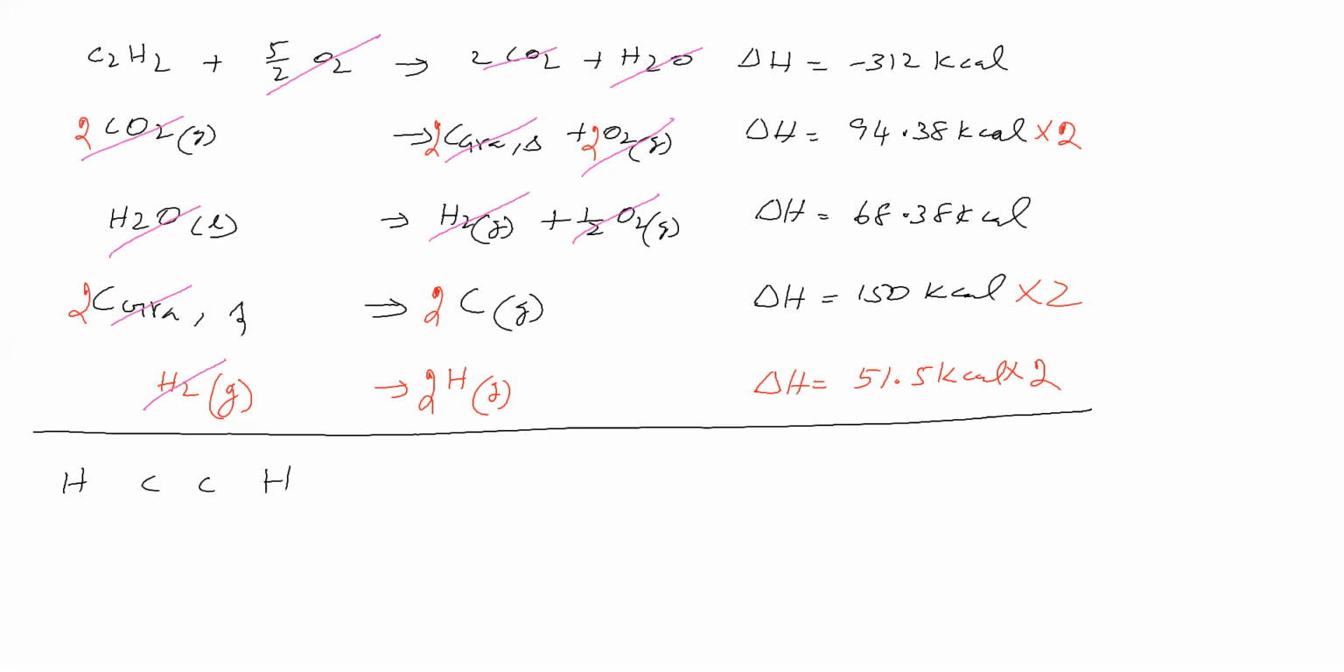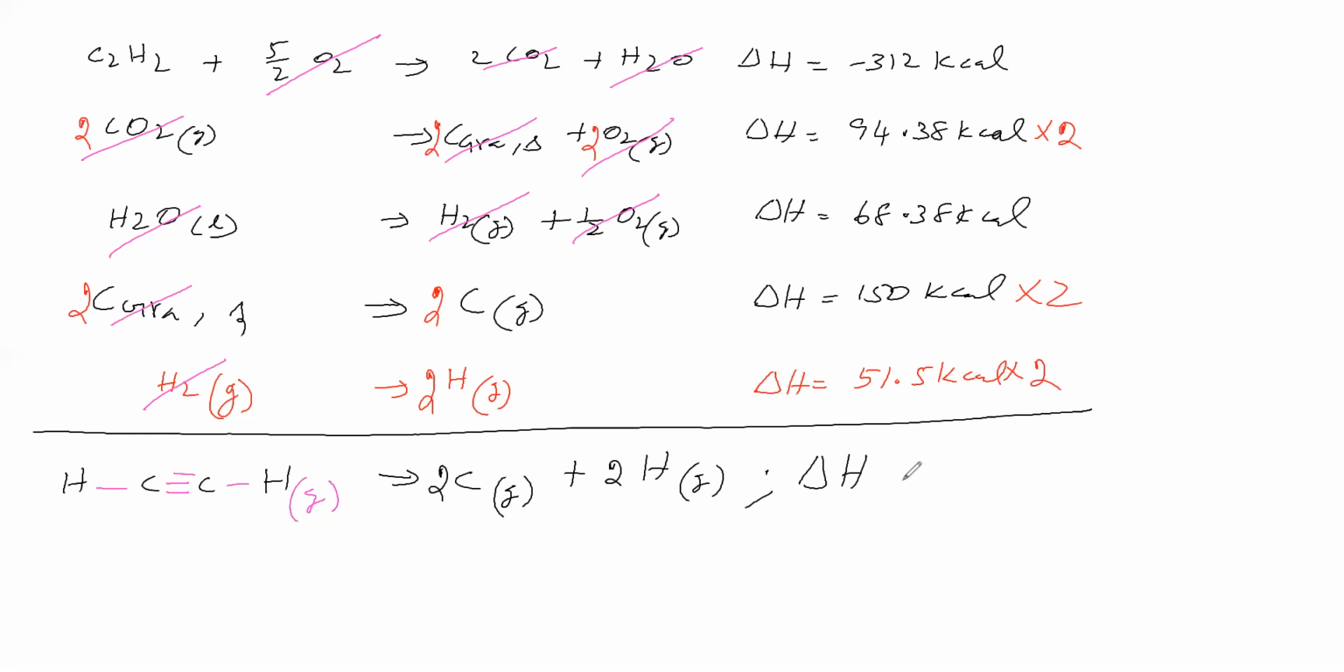Then hydrogen makes a single bond. We know hydrogen makes a single bond. Carbon makes a total of four bonds, therefore we have given a triple bond. The physical state of acetylene is gas. Then on the right side, carbon atoms in gaseous state are present and hydrogen atoms in gaseous state are present.